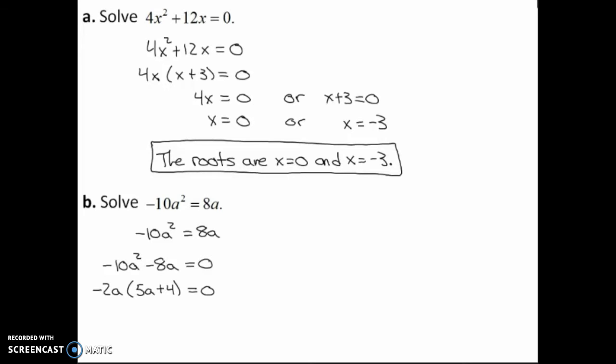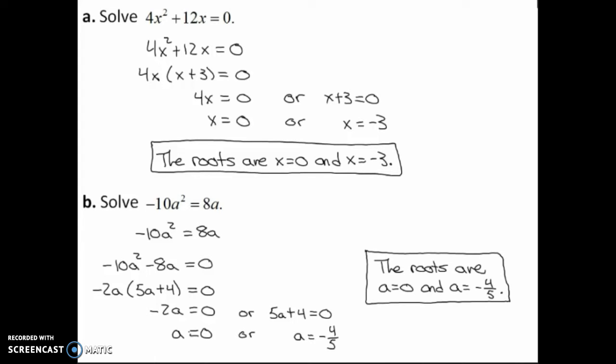Next, use the zero product property. Using the zero product property gives negative 2a equals 0 or 5a plus 4 equals 0. Solving the equation negative 2a equals 0 for a gives a equals 0. Solving the equation 5a plus 4 equals 0 for a gives a equals negative 4/5. So the roots are a equals 0 and a equals negative 4/5.